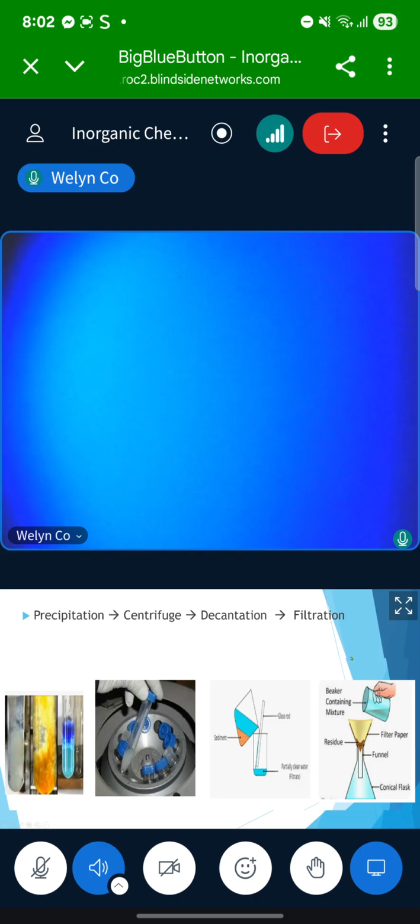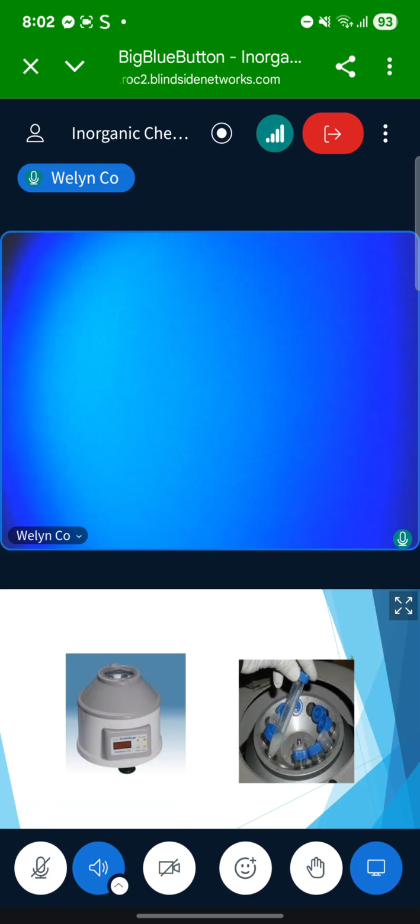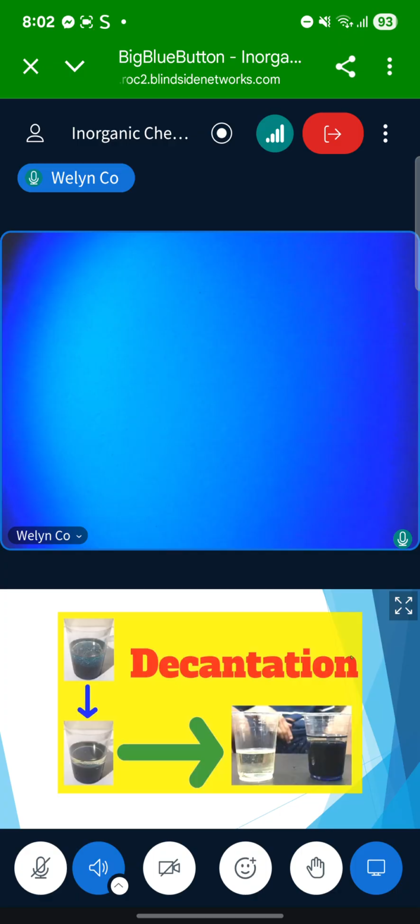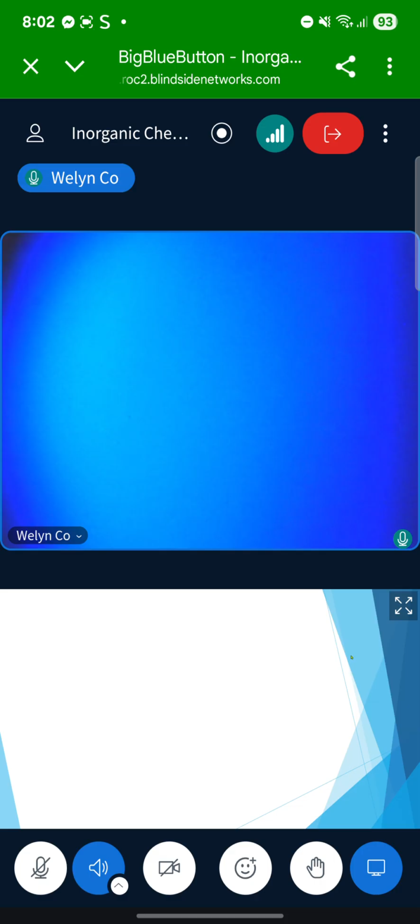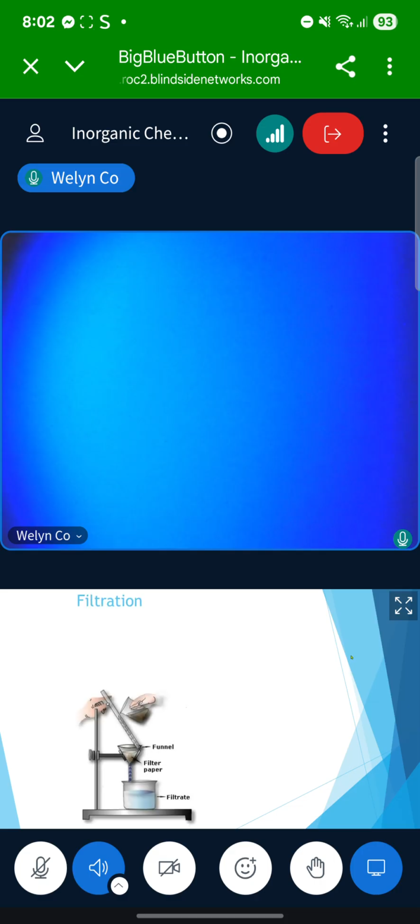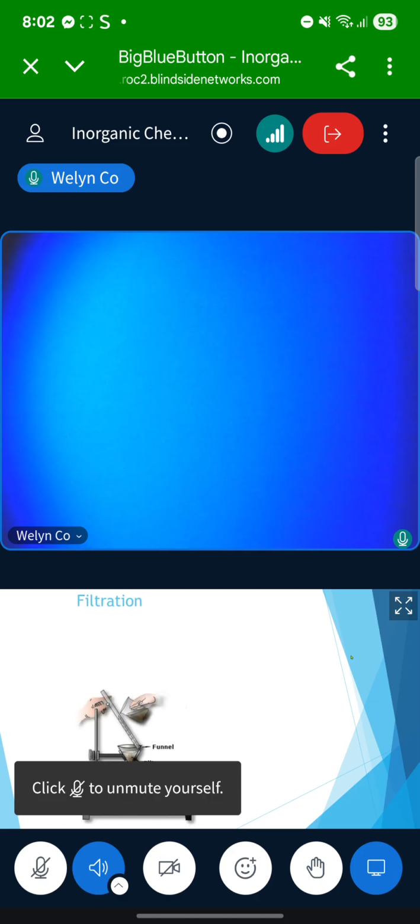Mga bata, nandyan ha? Okay. Then you have, ito yung ating centrifuge. For 1 minute lang na ginamit. It's kayang-kaya para masettle yung solids. For decantation, it took for a longer time before all of the solids settled at the bottom. The longest time. No?